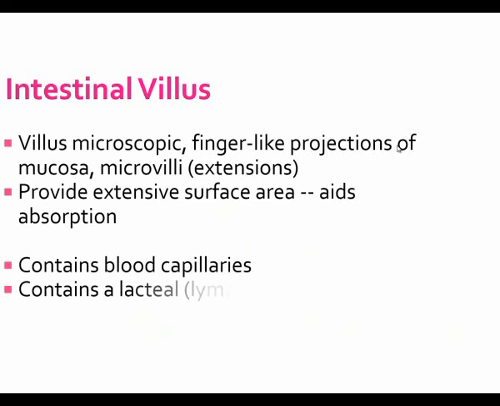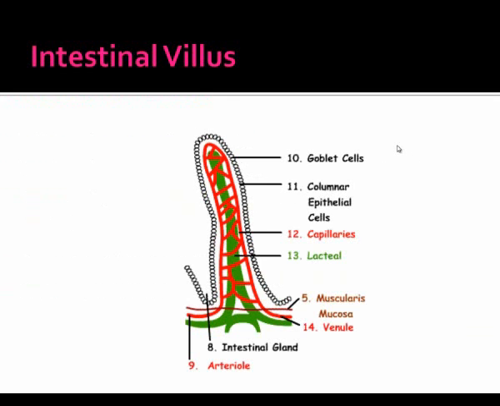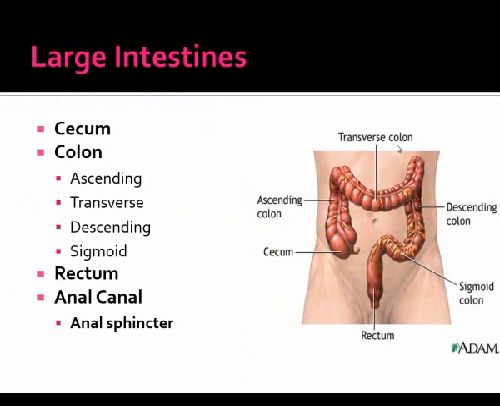Alright, so I think we just covered all this looking at that video. Here's another picture of the intestinal villus as well. Our large intestinal tract is composed of the cecum and the colon, which is our ascending, transverse, descending, and sigmoid. Then we get to the rectum and then the anal canal. And then finally, remember, we always have a sphincter before and after all of these organs. At the very end, we have the anal sphincter as well.